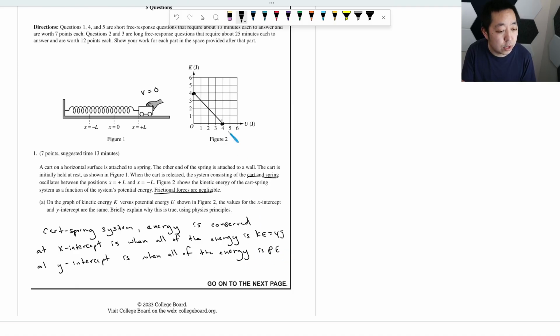Oh, do I have that backwards? Sorry. The y-intercept is where it's all kinetic energy. The x-intercept, this is the x-intercept, this is the y-intercept, is where it's all potential energy, which is 4 joules. There's no loss in energy. Why would there be no loss in energy? If you wanted to explain that, just as a learning point, there's no external work being done on the system.